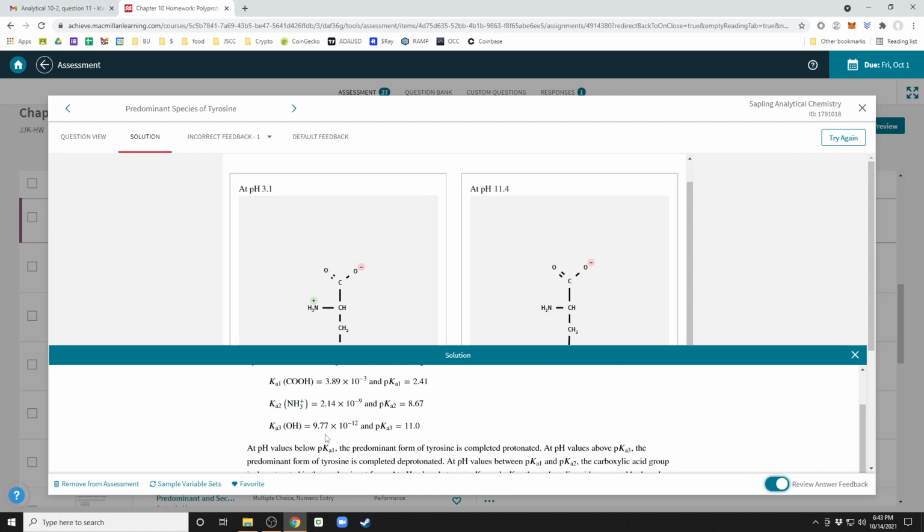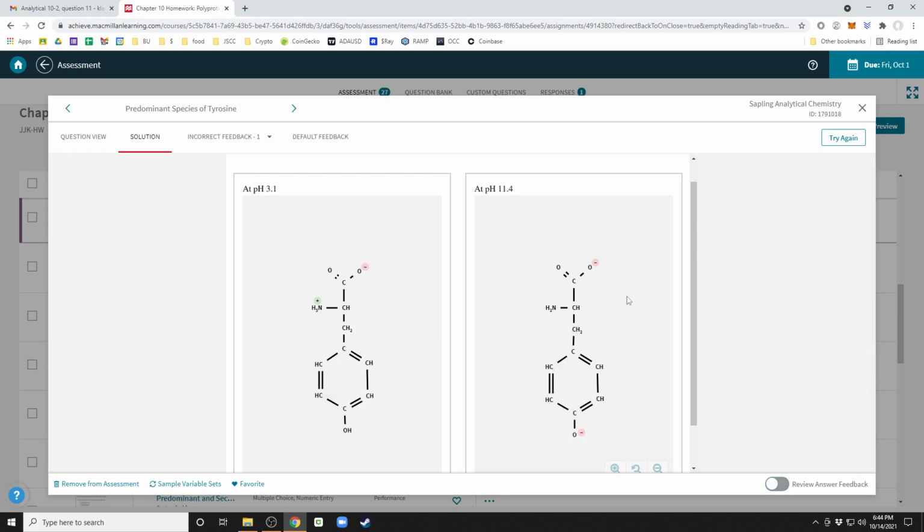And then above 11, you would expect to start seeing this OH. And that's because Ka3, the pKa for the third deprotonation, would happen at pH 11. And you notice we're above pH 11.4, so the predominant species will be the one that is fully deprotonated because we are now above all of the pKa's for this. If we had been below 11, you would have seen the H on here. Hopefully that helps and makes sense. Let me know if I was too circular in that, if you don't understand anything.